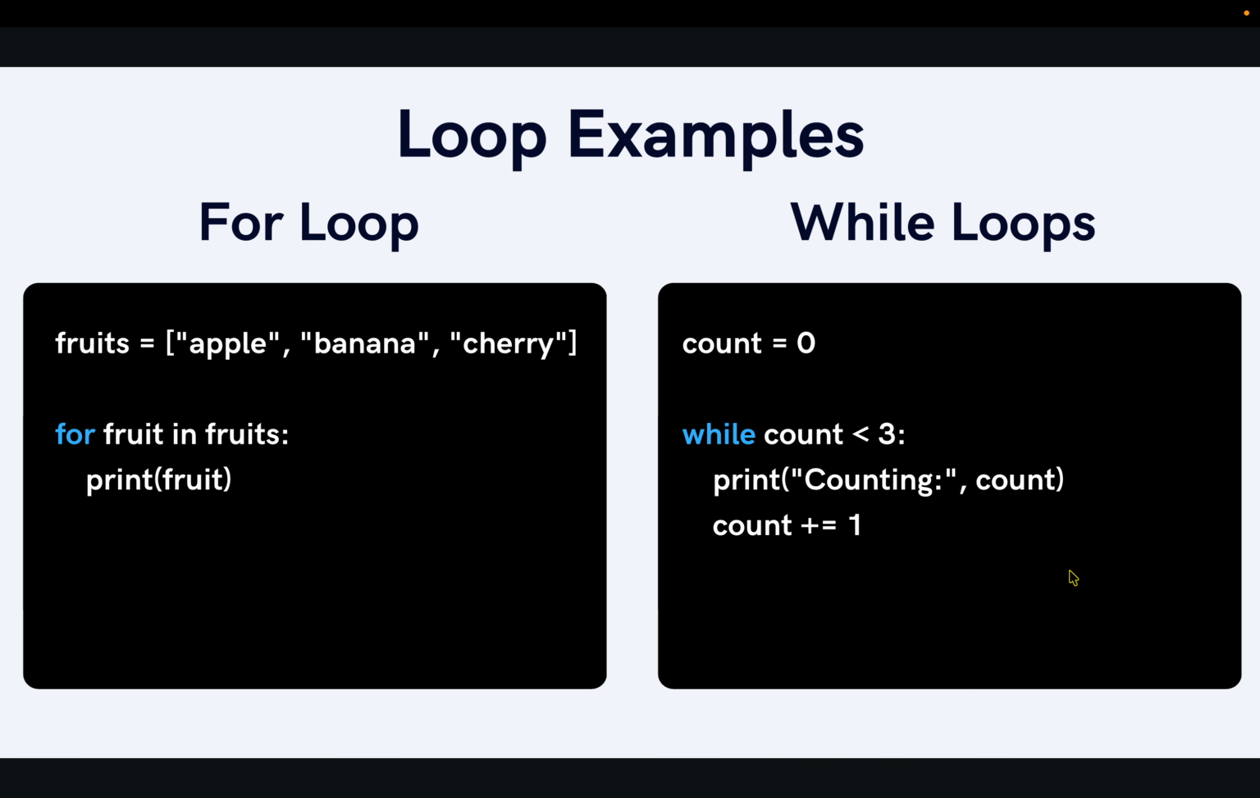So again, it does it again. While 1 is less than 3, we want to print counting 1, add 1 to 1, that will be 2. It starts again. While 2 is less than 3, we're going to print counting 2, and we're going to add 1 to get 3. Then we're going to go back to the top of the loop. Now we're at 3. So if you say it again, while 3 is less than 3. Is 3 less than 3?